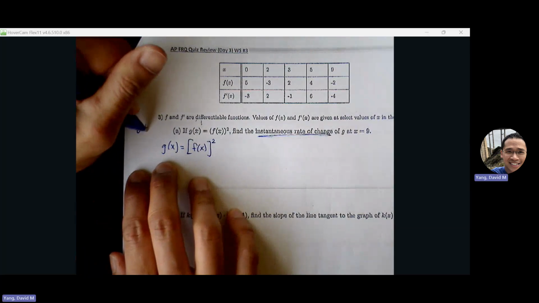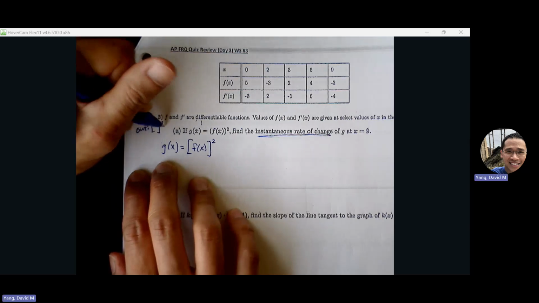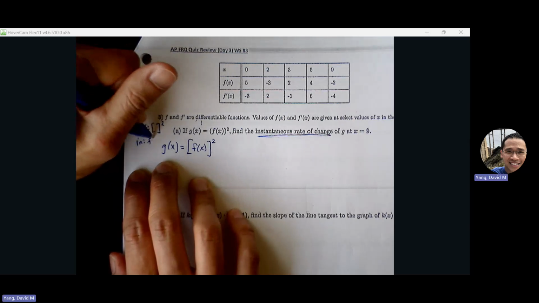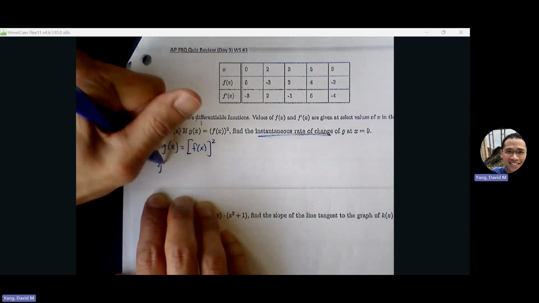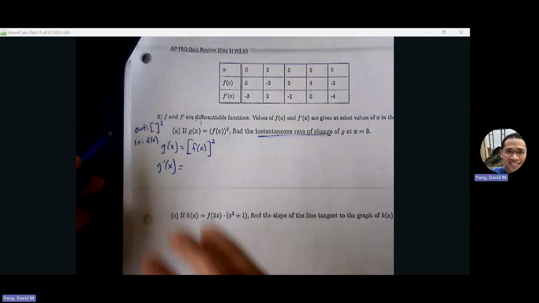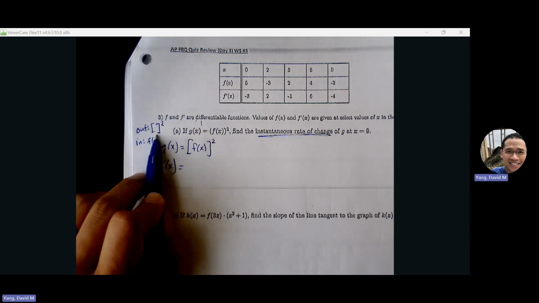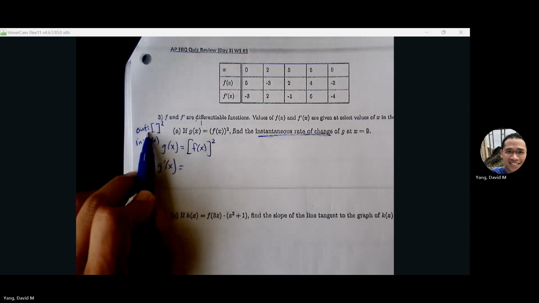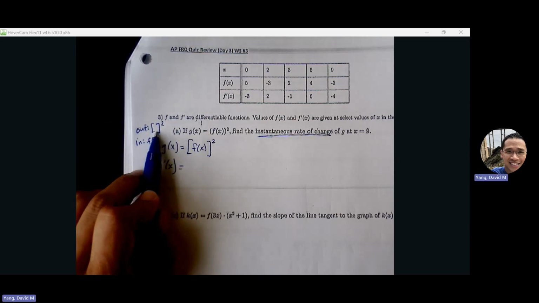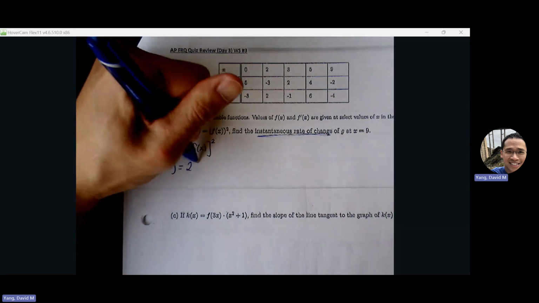So the outside is that bracket squared. Inside is that f of x, and we're just taking turns building each derivative one piece at a time. Okay, so bracket squared, what derivative is that? Power rule, right? 2 bracket to the first power. Imagine this is x squared. x squared would be 2x. Parentheses squared would be 2 parentheses.